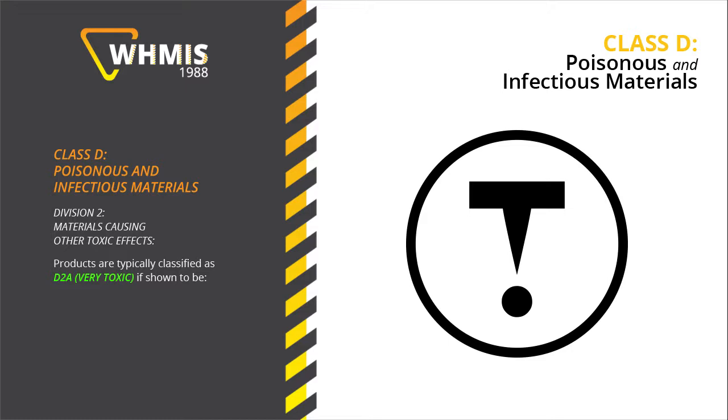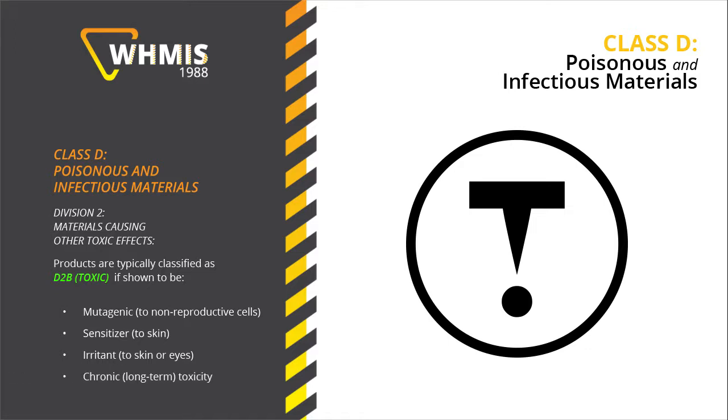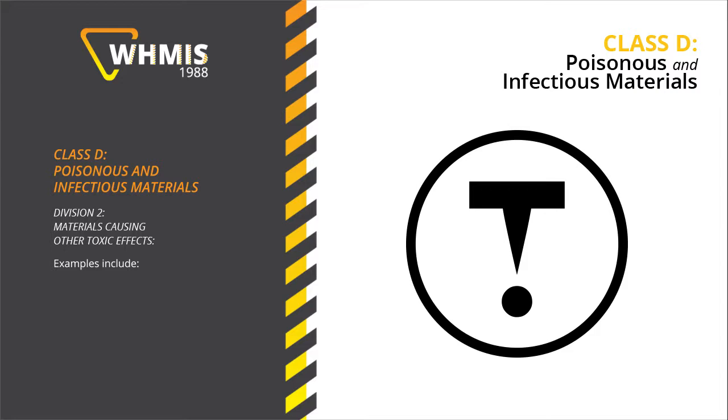Products are typically classified as D2A, very toxic materials, if shown to be carcinogenic, embryotoxic, teratogenic, mutagenic to reproductive cells, reproductive toxic, a sensitizer to the respiratory tract, or causes chronic long-term toxicity at low doses. Products are typically classified as D2B, toxic materials, if shown to be mutagenic to non-reproductive cells, a sensitizer to the skin, an irritant to the skin or eyes, or causes chronic toxic effects. Examples of Division 2 materials include asbestos fibers, acetone, and lead.